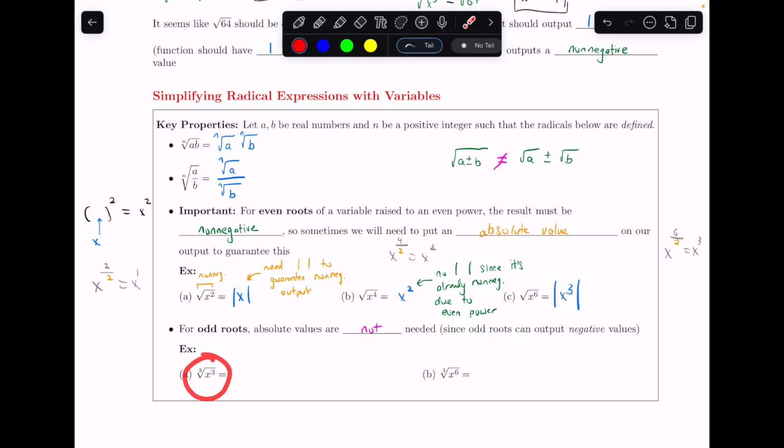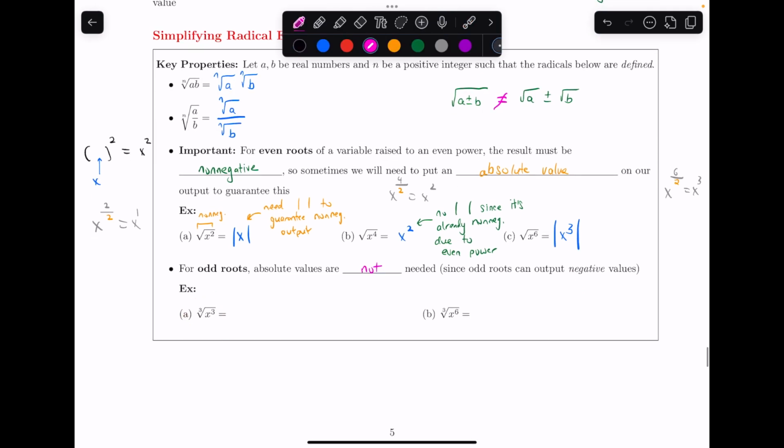So if I do my whole fractional power thing for this one, I would get x to the power is 3. And this is a cube root, so that's a third root. I'd get a 3 on the bottom. So this just becomes x to the 1, which is x. And I would just write x, and that's it. I don't need to worry about absolute values because I have an odd power and an odd root. This could totally be negative, and if x was negative, this is negative, but then they still match.